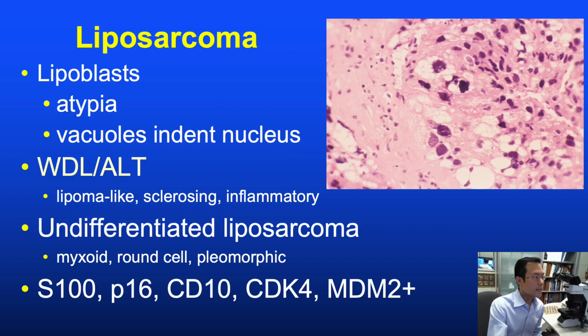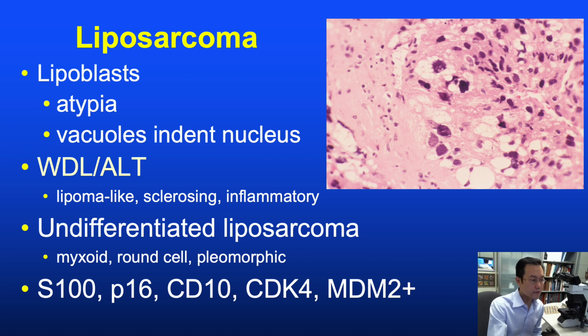The classic cell in liposarcoma is an immature adipocyte known as a lipoblast. In addition to cytologic atypia, there tend to be multiple vacuoles in the cytoplasm that cause indentation or scalloping of the nucleus, kind of like what we see in sebocytes in skin adnexal tumors. So liposarcoma can be classified into well-differentiated and undifferentiated variants, and the ones that are more common are the well-differentiated liposarcoma's atypical lipomatous tumor, and they can have various histologic patterns, some resembling a lipoma, others more sclerosing or inflammatory.